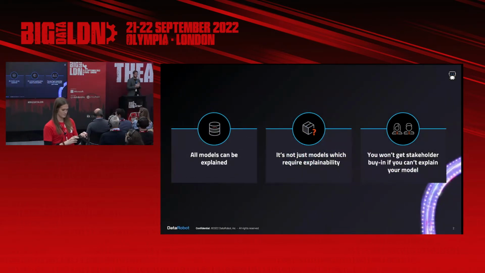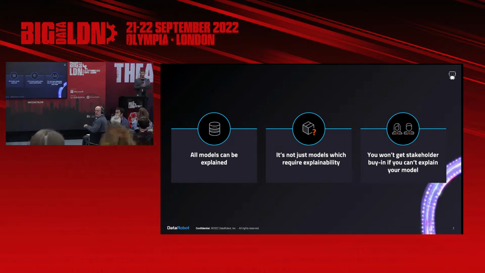So I really have 3 objectives to accomplish today, 3 things I'd love for you folks to take away. The first thing is that all models can be explained. Some folks think that even the most complex models in the world cannot be explained. I'm here today to tell you that that's not true. And I'm going to give you some ideas on how we can explain some of those more complex models.